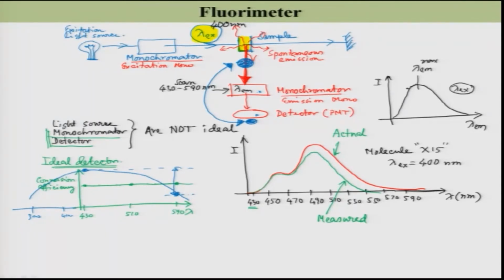The ideal light source is the source where the intensity of light remains constant over the entire wavelength region, right? So, if I now plot the intensity versus wavelength, I should get something like this for the ideal light source, but for the real light source, it looks something like this.